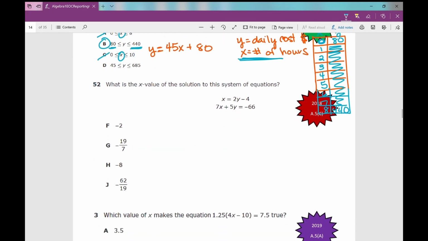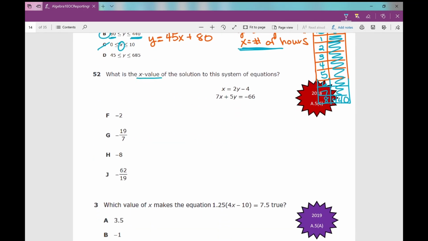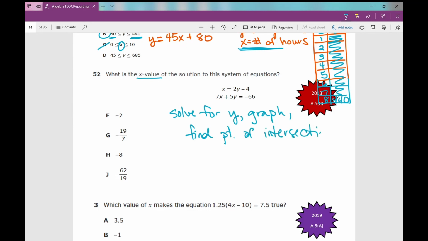Number 52. What is the X value of the solution to this system of equations? If it were during the year and I gave this problem on a test, I would say, hey, you already have a variable solved for. Use the substitution method. Anywhere you see X, you can replace it with 2y minus 4. On your EOC, just do the same thing. Solve for Y, graph, and find your point of intersection. So I would pause this video and do that right now. I'll give you the answer when you come back.